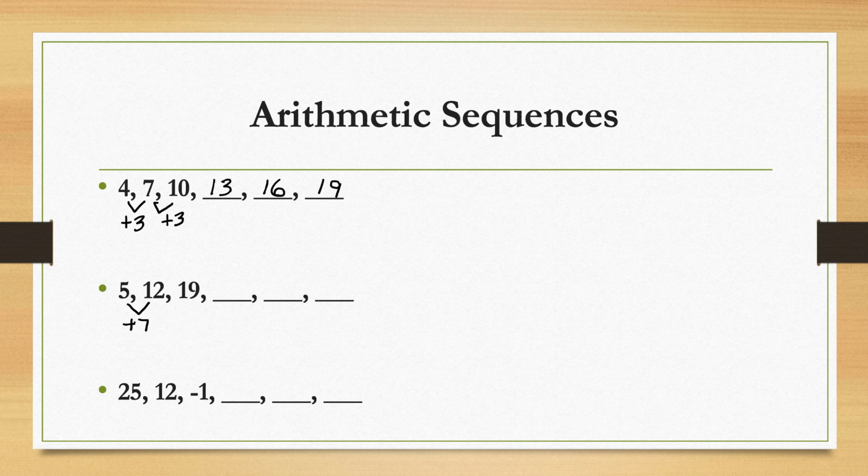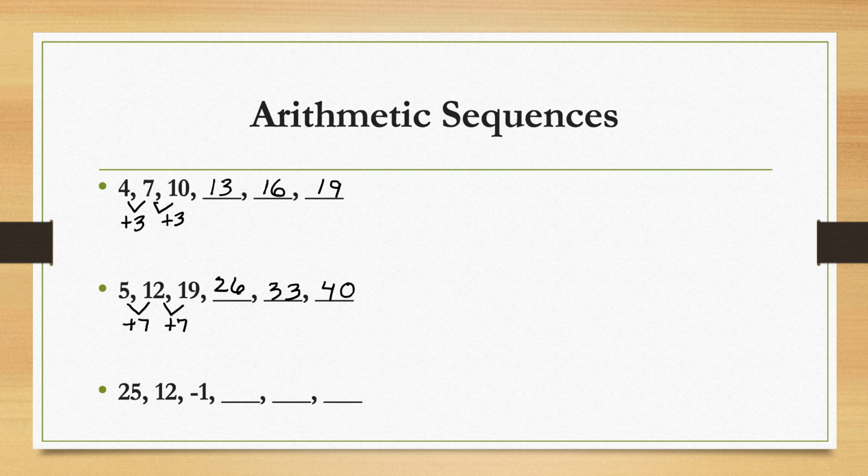All right, let's check it here. Does the same rule work? If I take 12 and I add 7, do I get 19? And I do. So I know now that to go from one term to the next in this sequence, I need to add 7. So let's do that. 19 plus 7. And use your calculator at any point when you need to do this. 19 plus 7 is going to give me 26. 26 plus 7 is going to give me 33. And 33 plus 7 is going to give me 40.